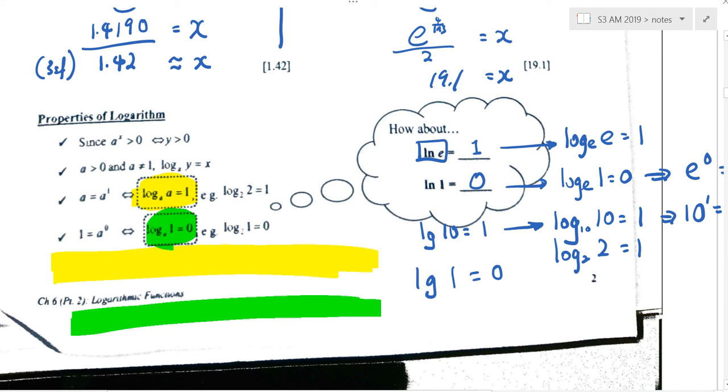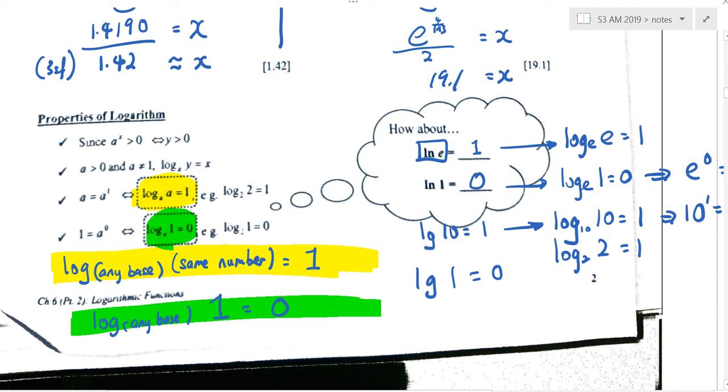Log any base, same number, equals to 1. So this is the first property in words, what it means. I hate words, but if some of you like words, then this is what it means. The second one, log any base 1 is equals to 0. Okay? Don't like the words, never mind. If you understand the symbol, you're fine.